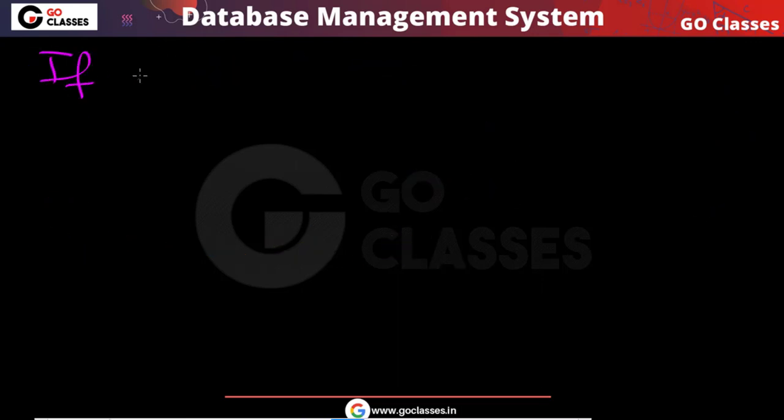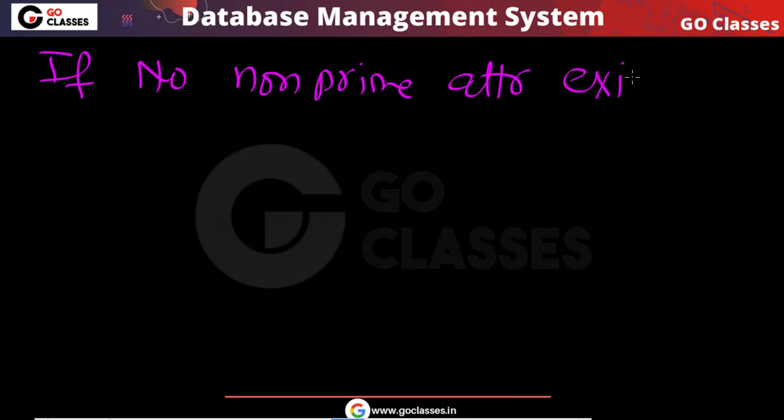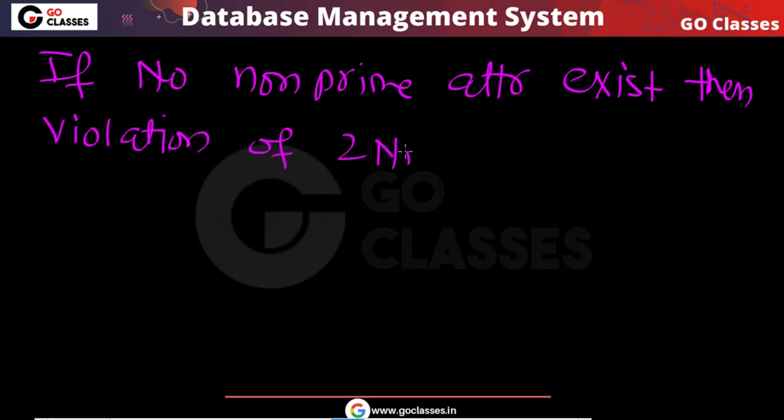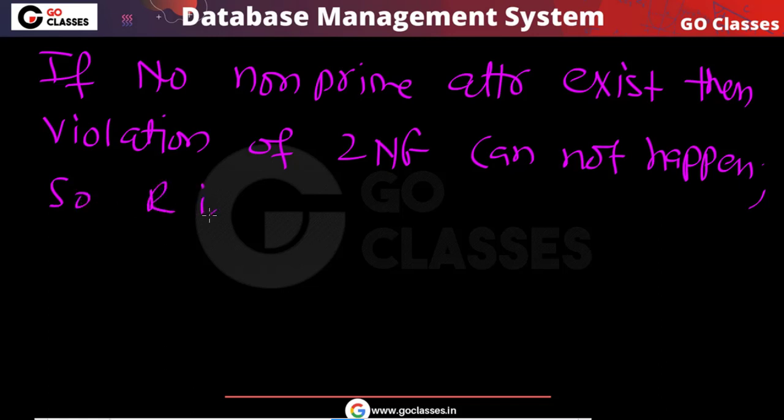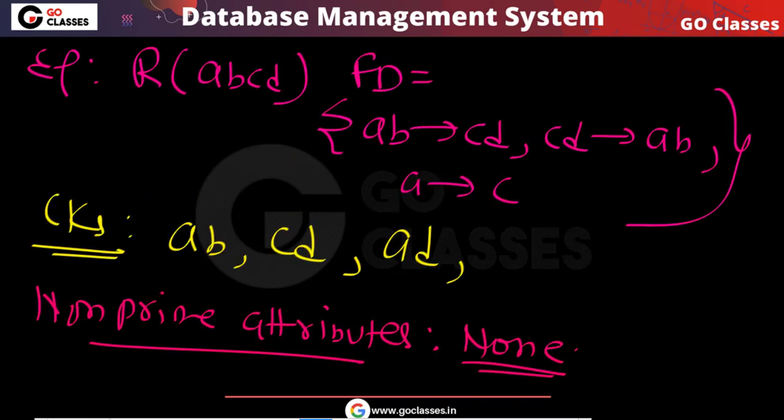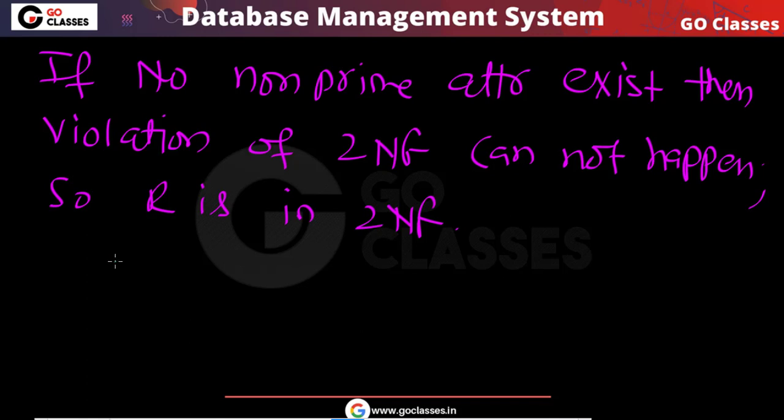Very simple. If no non-prime attribute exists, then violation of 2NF cannot happen. So relation R is in 2NF, because there is no non-prime attribute. That is the reason I can say violation cannot happen.